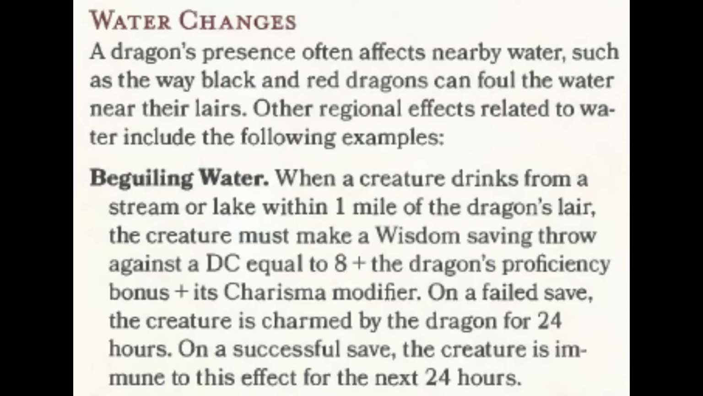Water changes, I went with beguiling water. I mean, English is hard for me, so maybe I mispronounced that. But anyway, when a creature drinks from a stream or lake within 1 mile of the dragon's lair, the creature must make a wisdom saving throw against a DC equal to 8 plus the dragon's proficiency bonus plus charisma modifier. On a failed save, the creature is charmed by the dragon for 24 hours. On a successful save, the creature is immune to this effect for the next 24 hours. I thought that fit in well with the whole Fae theme that I'm going for.